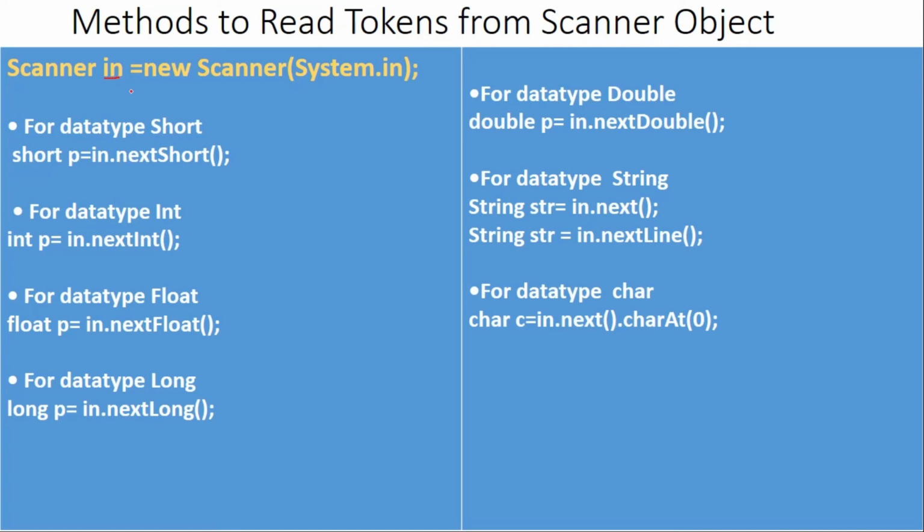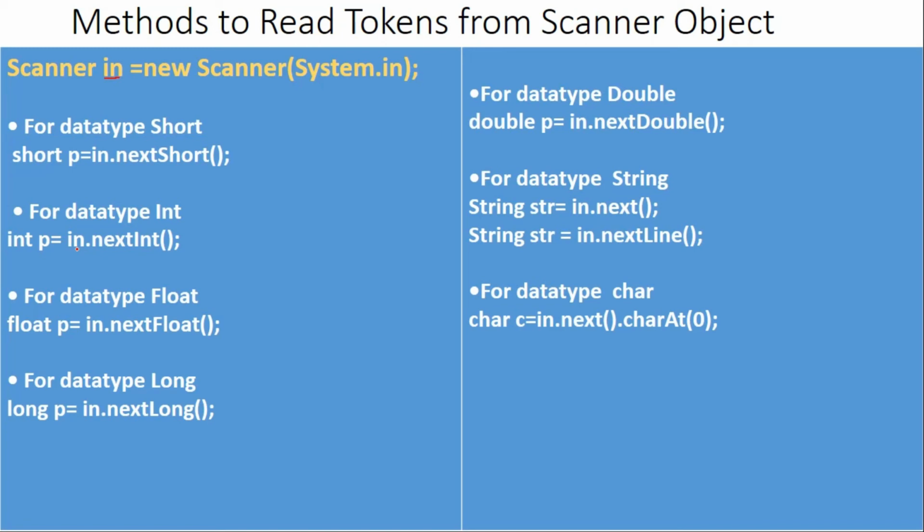Now for data type short, we have to write short as the data type, p as the variable name. To accept the value we have to use the object of the Scanner class, that is in.nextShort(). For data type int we have to write int p equal to in.nextInt(). For float, float p equal to in.nextFloat(). For long, long p equal to in.nextLong(). For double, double p equal to in.nextDouble().